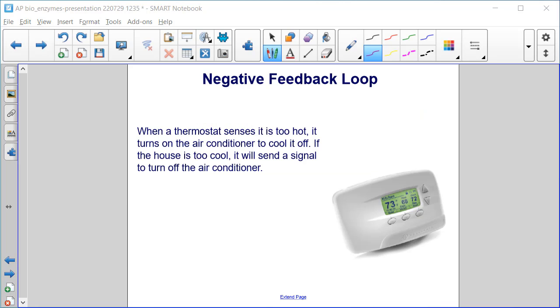When a thermostat senses it is too hot, it turns on the air conditioner to cool it off. If the house is too cool, it will send a signal to turn off the air conditioner. That's that negative feedback loop. We have to have an off switch, some way to turn off that increase in production.